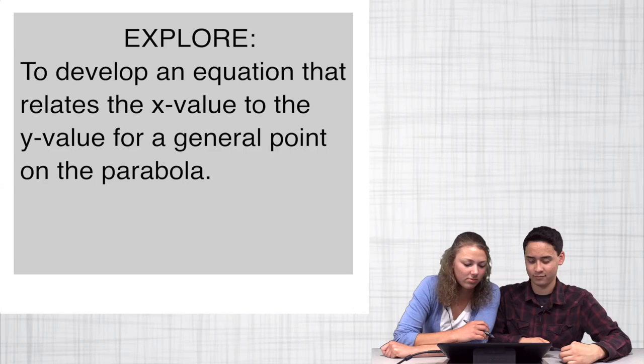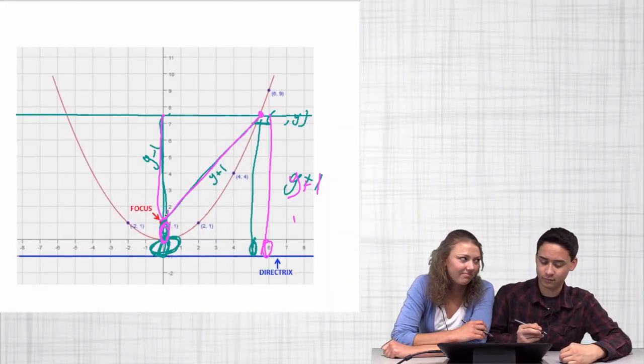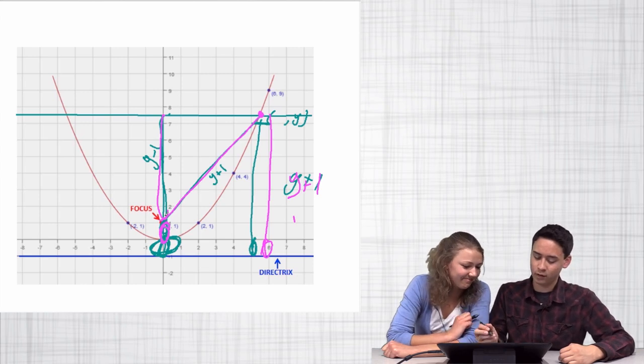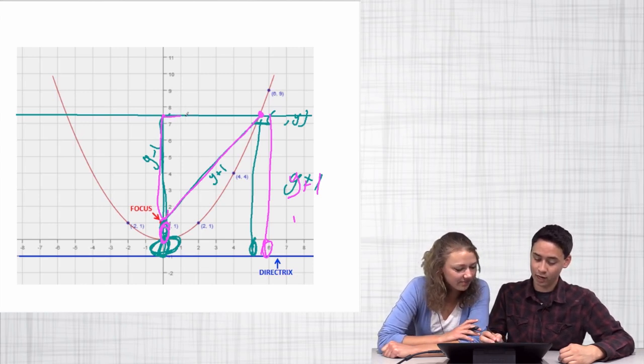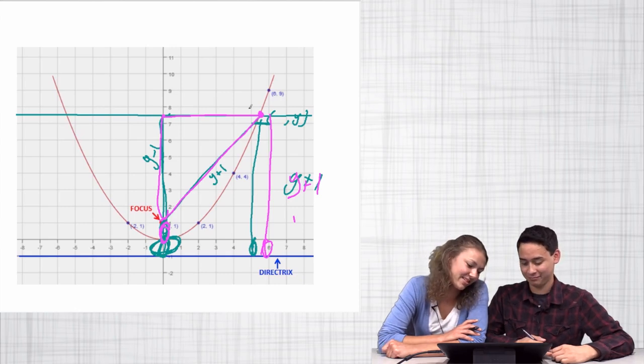In this episode, Sasha and Keoni use the distances that they discovered in the previous episode, y plus 1 and y minus 1, to develop an equation that relates the x value to the y value for a general point on the parabola. Now, can you use that information to find the x value? If we knew what y was. What would you do if you knew what y was?